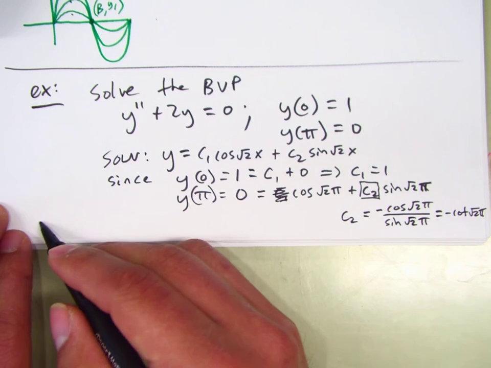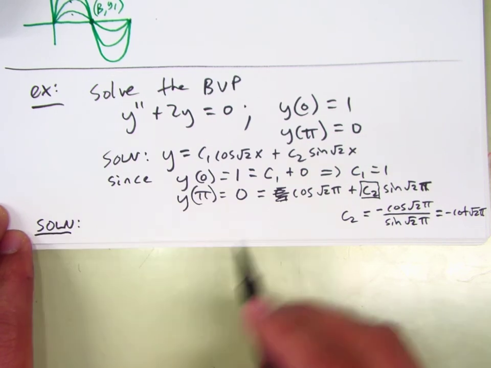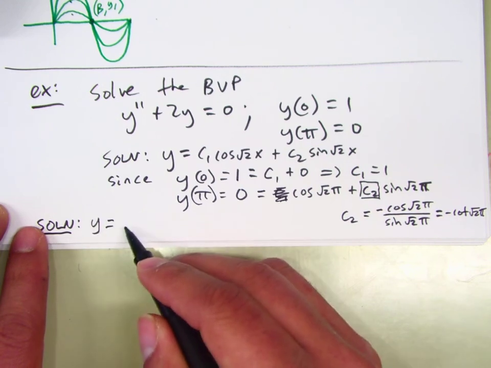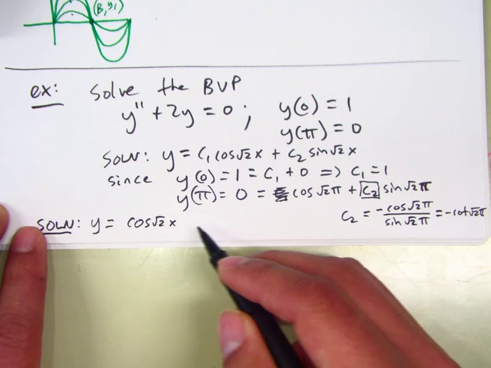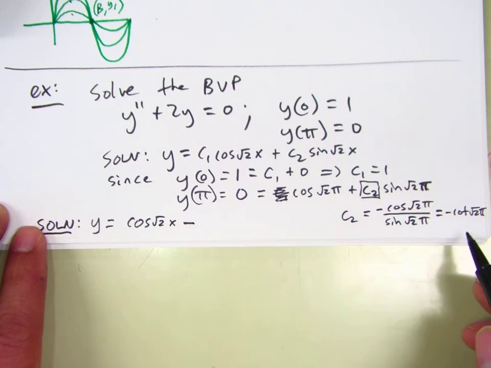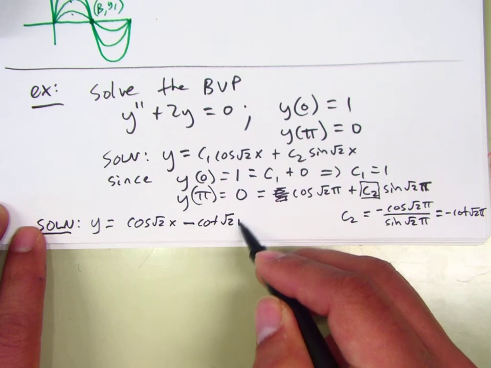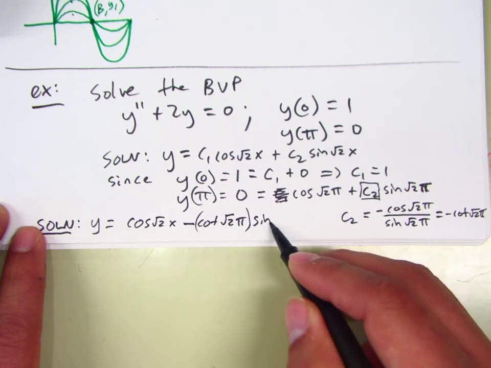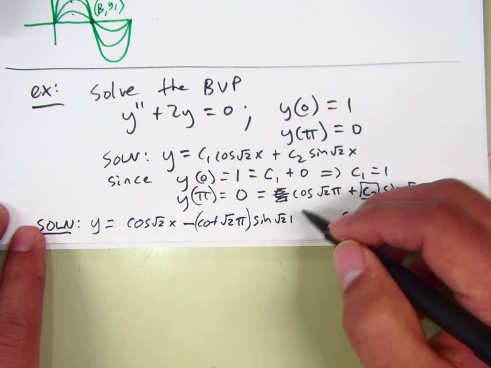So the solution, sorry, I'm trying to squeeze it on this one page. If I plug in the values now, that's going to be y equal to 1 cosine of root 2x minus, so I'm plugging in c2, that's cotangent of root 2 pi, and that's times sine of root 2x.